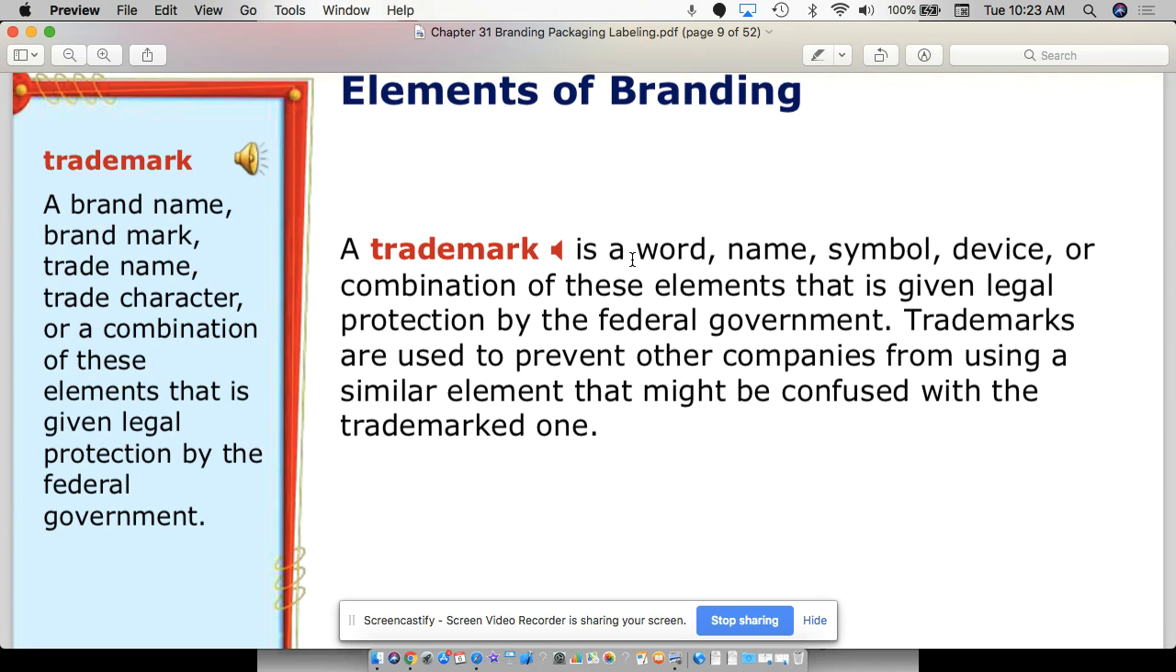The trademark is a word, name, symbol, device, or combination of these elements that is given legal protection by the federal government. Trademarks are used to prevent other companies from using a similar element that might be confused with the trademarked one. So if I started making jackets that had the 3 stripes down the sleeves and I was selling them, I could get sued by Adidas because that is something that is trademarked. That is theirs. Even though it sounds ridiculous to say 3 vertical lines or 3 horizontal lines is something that you can trademark, you can.